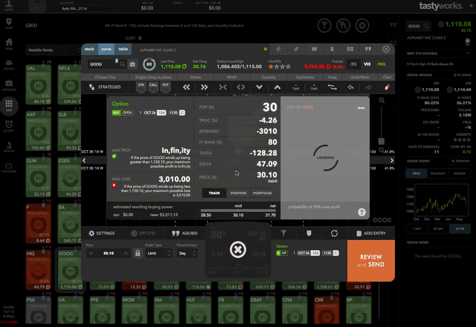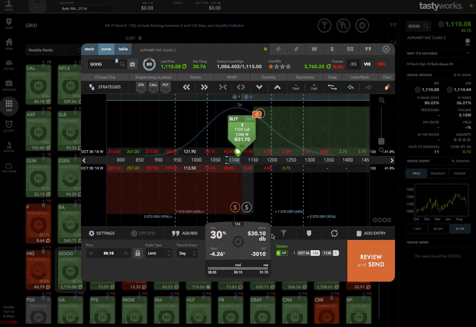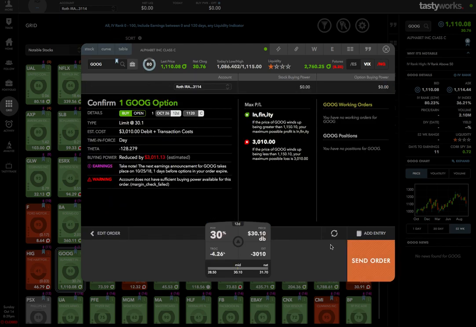My IV rank is 80, so that's pretty high. So it costs me $3,000 for one option expiring in 12 days. That's pretty pricey, but it could move, so I'm going to take the risk. I order, send, and then it warns me. It says, be careful, take note that the earnings announcement for Google takes place on 12/25, one day before your options expire. So that's why they're expensive, and it's also warning you that there's essentially going to be a big move up or down, so be cautious there.